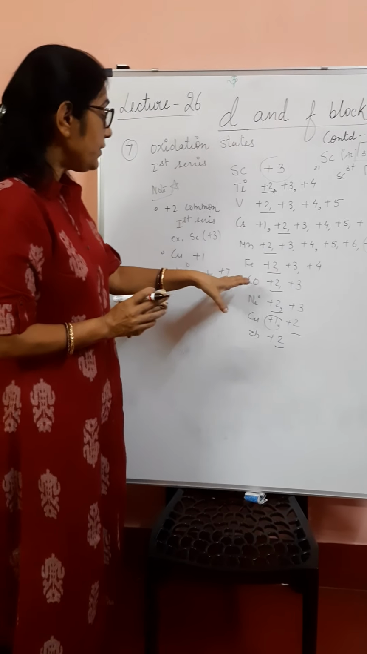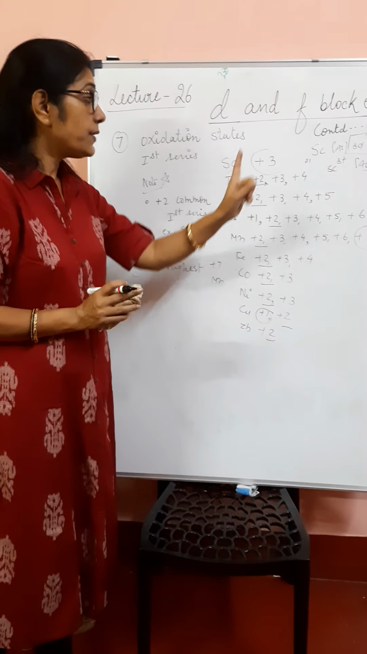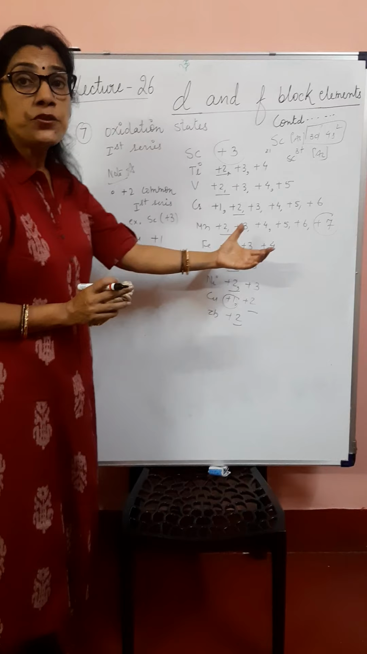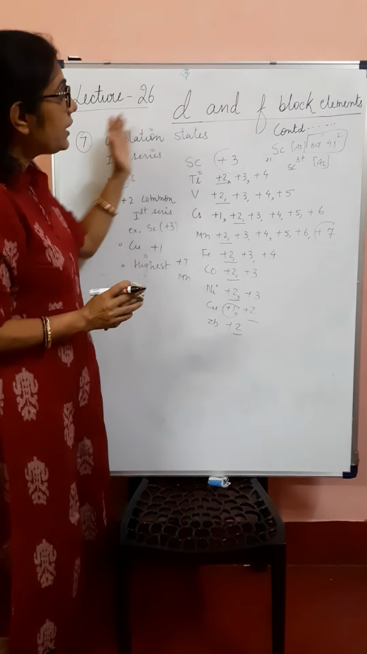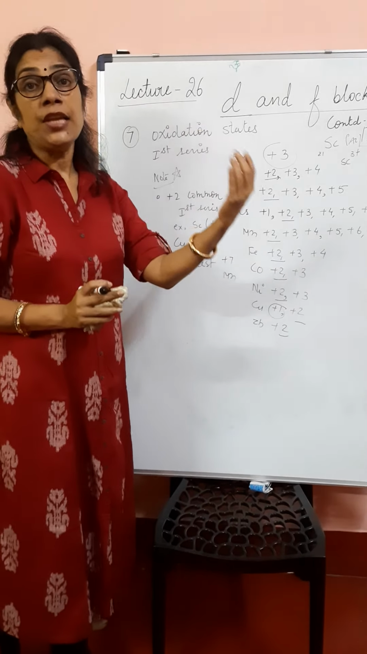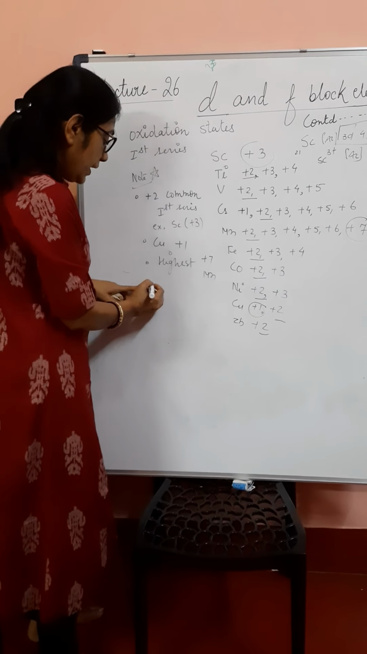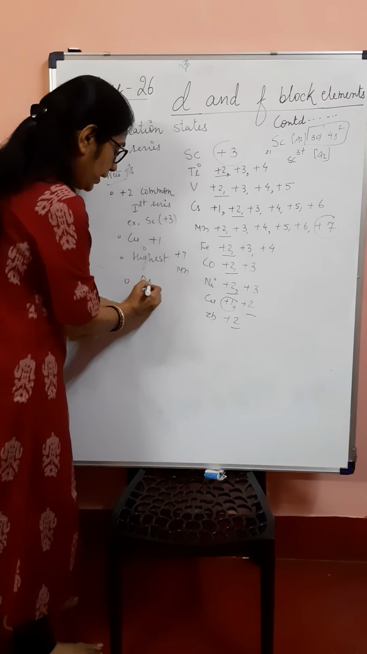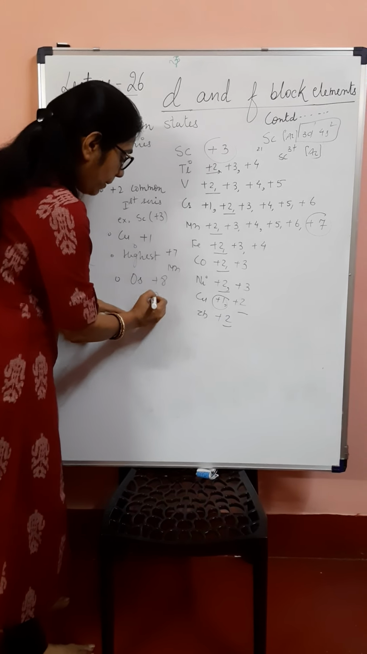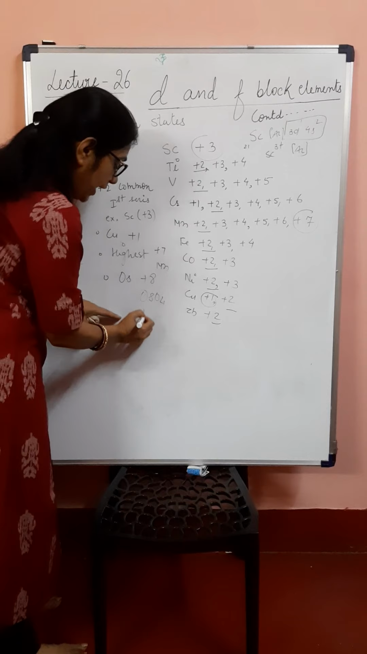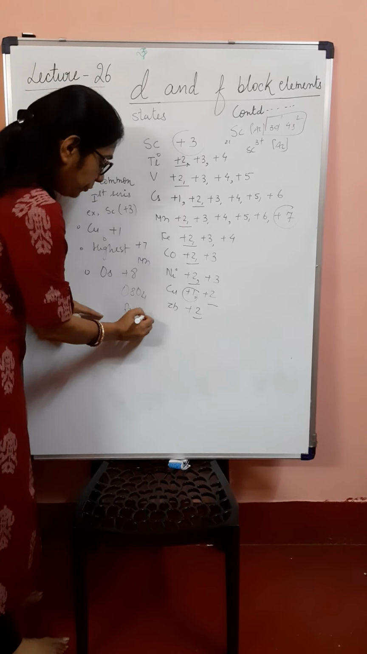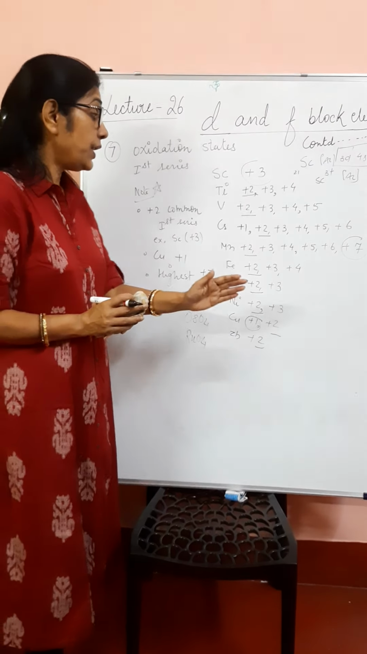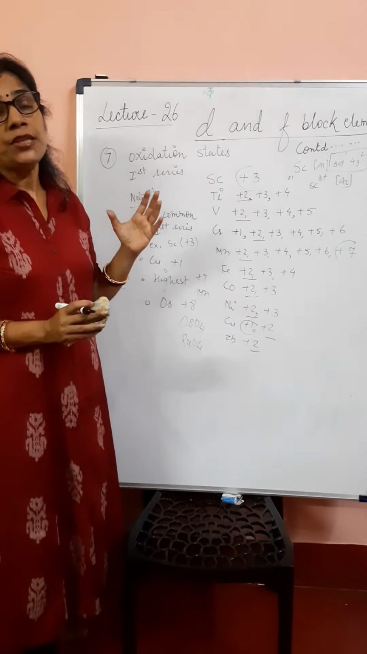So in the first transition series, +2 is common, the exception is scandium, +1 is shown by copper, and the highest is shown by manganese. If we consider the entire transition elements, then the highest oxidation state amongst all will be shown by osmium, +8. Which compound? OsO4, and ruthenium as well, RuO4. So osmium shows the highest oxidation state amongst all transition elements.